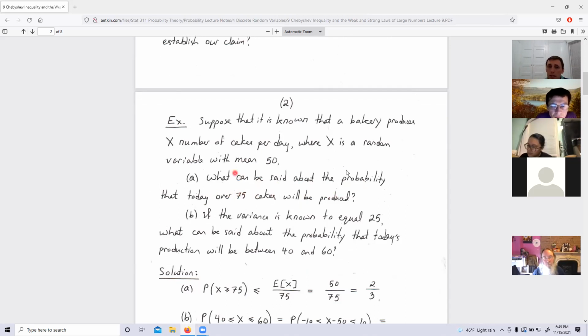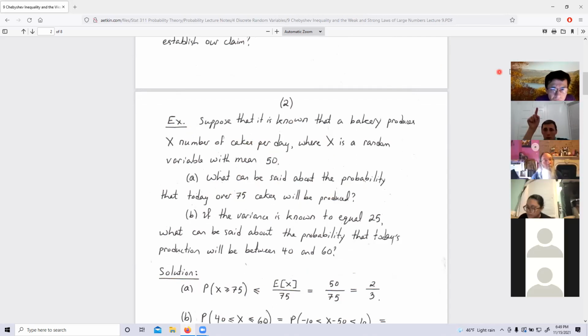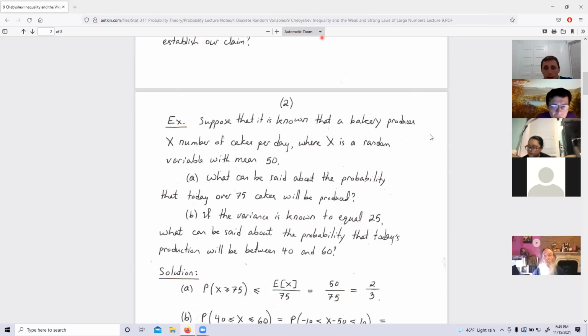I'm not saying I can say too much because I do not know the probability at all here. I do not know how the random variable behaves, but I am given the average because maybe from the past, you look at the logbook of how many cakes were baked on previous days, and you see that on average, it ends up being 50. So I know only the expected value. What happens then?